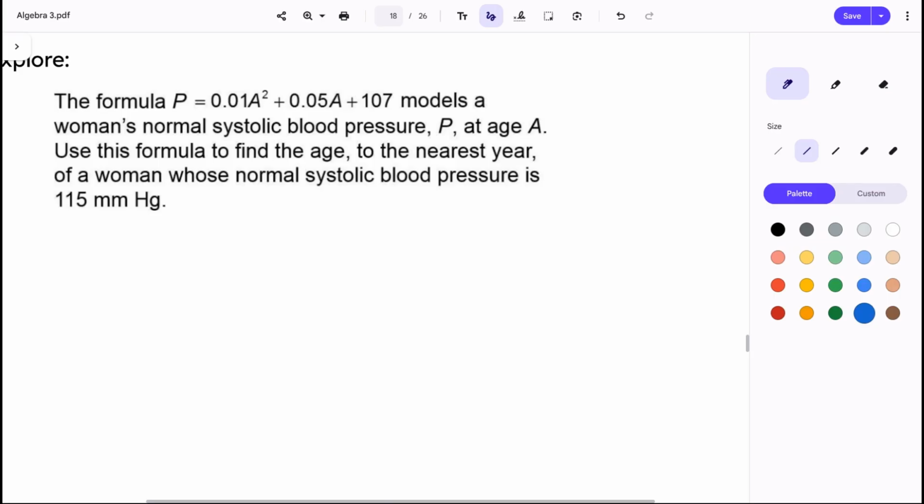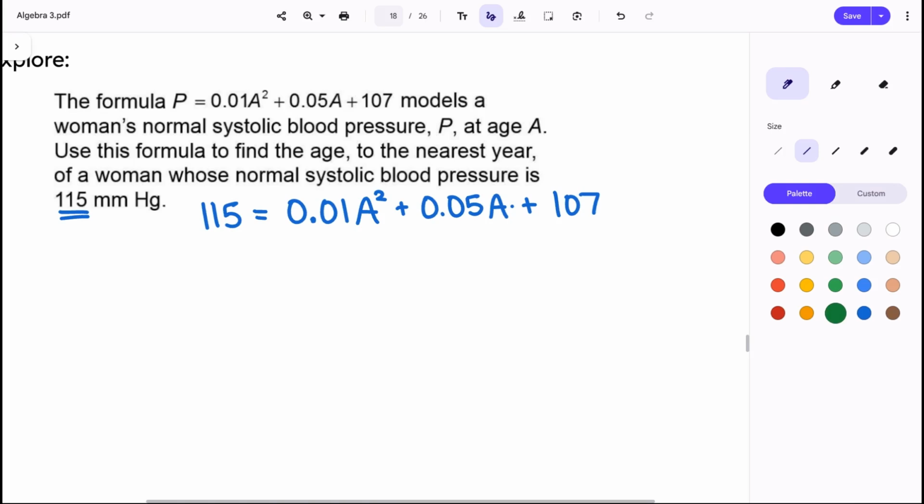Okay, so they're not giving me the age, they're giving me her blood pressure. So they're actually giving me the P for this one. We want to figure out how old this person was for this situation. So 115 is going to go in for the letter P, and then I'm going to set that equal to this equation here. It's written backwards because we have that 115 at the beginning. You could have had it at the end. It doesn't really matter.